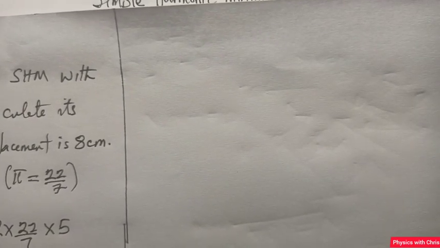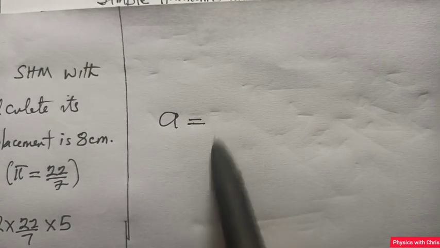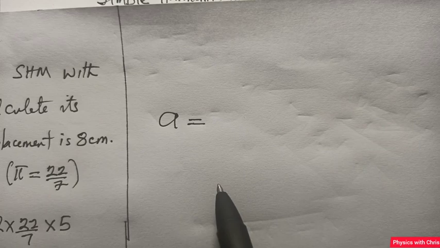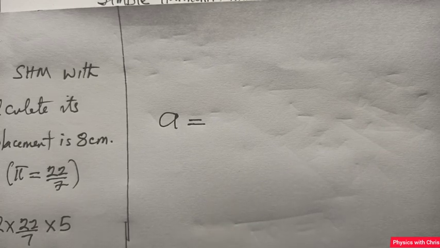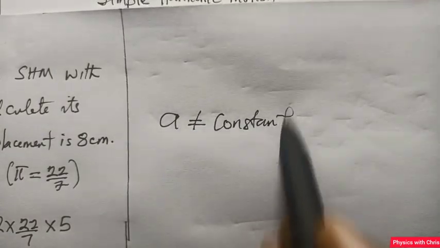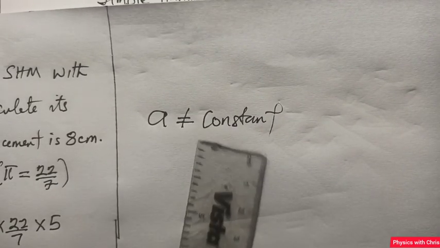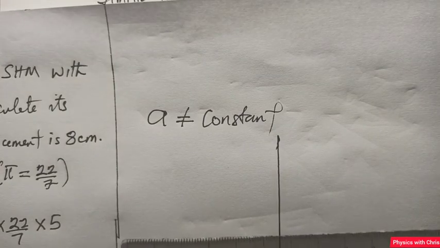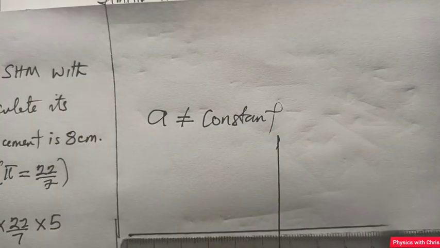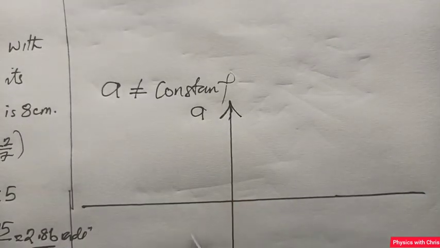So let's look at it this way again. If the motion of a body is simple harmonic, it means that, number one, the acceleration must be directly proportional to the displacement of that body from the fixed point. That is, a must not be constant. And if I'm going to show this graphically, because sometimes we need to show graphically how the acceleration of the body varies with displacement from the fixed point, let's quickly show graphically the variation of the acceleration of the body with displacement x.